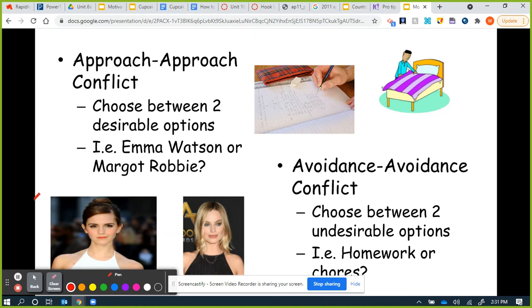Then there's what's called approach-avoidance, which is like when you have to choose between something that you like to do and something that you have to do, but you don't really want to do it.